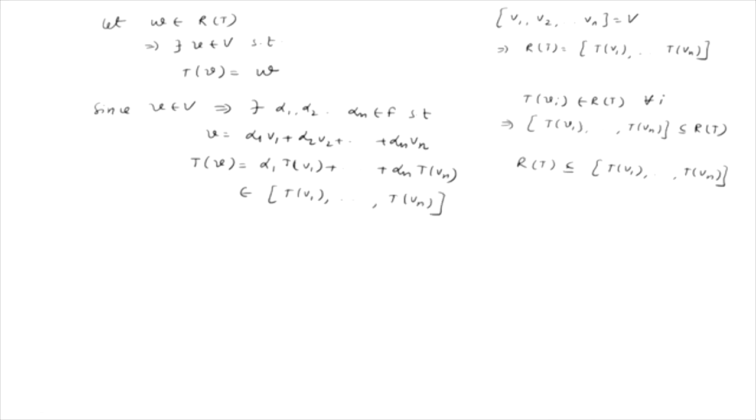And T(v) is what? T(v) is w. So we have shown that this w belongs to the span of this. That means R(T) is a subset of the span of this. So from these two results we can say that R(T) is equal to the span of T(v1), T(v2) up to T(vn).